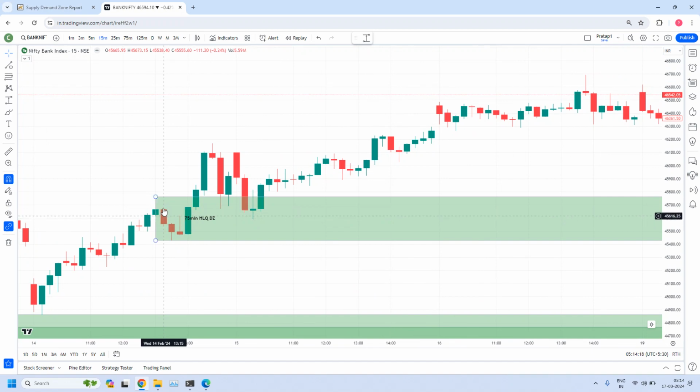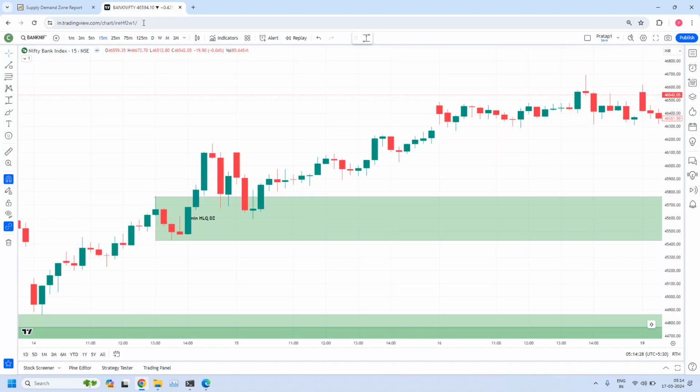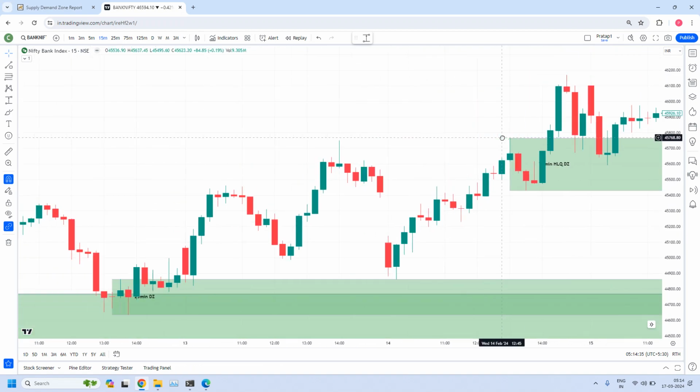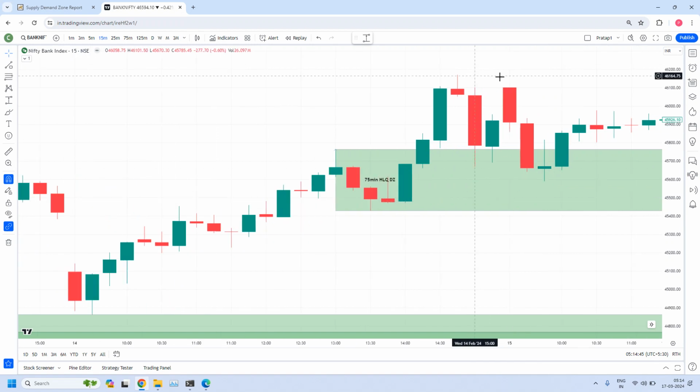This is the 13:15 candle. After that we have only 2 base candles, right? 14th February, 14:15. So the entire thing it kept as a... so interesting. But let me draw only these two candles.